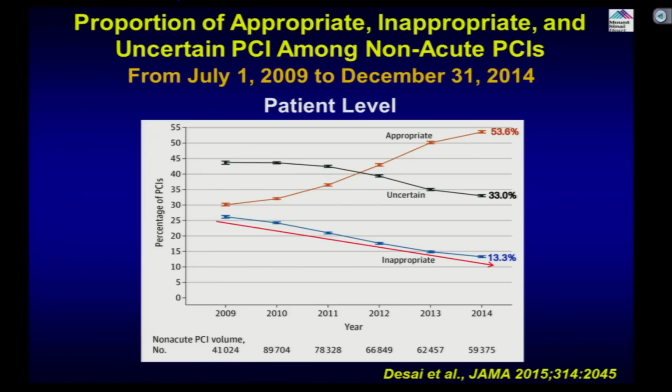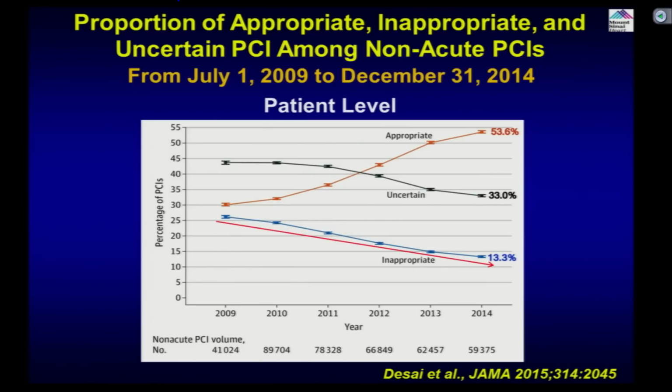Just, sorry to interrupt you here, somebody with a little doubting mind would say that only 53.6% are appropriate. Well, yes, appropriate, but remember, appropriate and uncertain are in the same category. So appropriate is class 1, uncertain is class 2A or 2B. If you take both of them together, that will be 85% or 86%, which is okay.